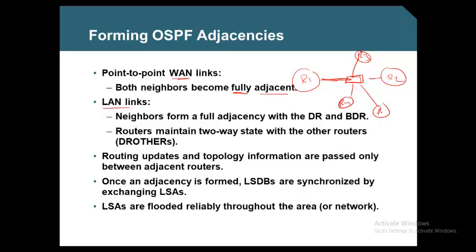Only with DR and BDR, let's say this is DR and this is BDR. Only with the DR and BDR, all other routers will form full adjacency. But you see, there is no connection between 4 and 1. I did not draw. Because they are not going to have full adjacency, they will have only two-way adjacency.